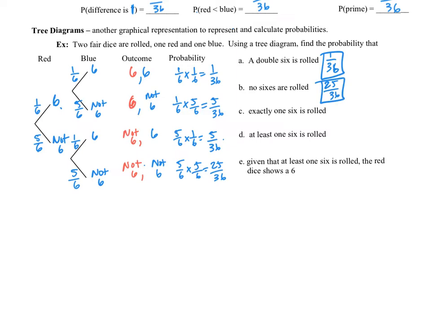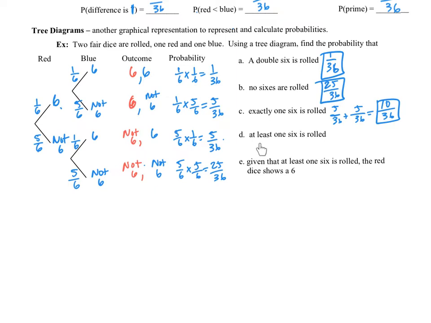Okay. The probability that exactly one 6 is rolled. Well, that can happen two different ways. It can happen here or it can happen here. So we have to add those two probabilities together. So that's going to be 5 out of 36 plus 5 out of 36, which would be 10 out of 36.